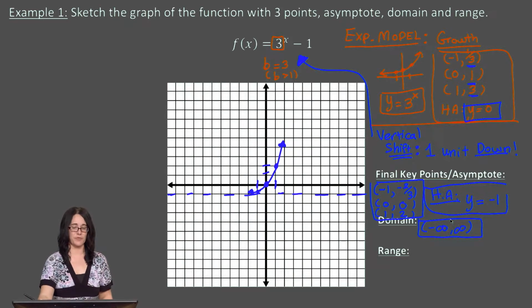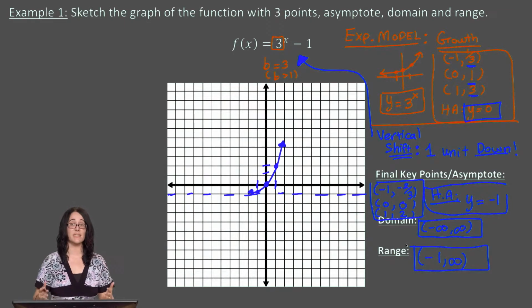But our range is a different story. There are some outputs that we never reach, and that is dependent upon where our horizontal asymptote is. So in this case, we moved our horizontal asymptote down from 0 to -1. So now all of our outputs are any y value which is above -1. In other words, parentheses -1 toward infinity.